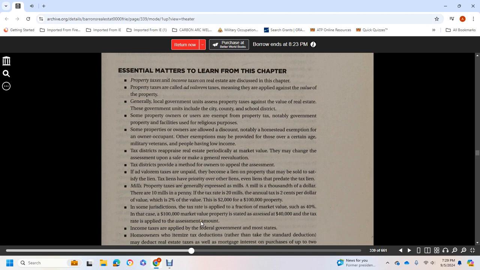Revaluation tax restrictions provide a method for the owners to apply with the easement. Ad valorem taxes unpaid become a lien, and the property can be sold if the lien is not satisfied. Tax liens have priority over other liens, even liens that predate the tax lien.